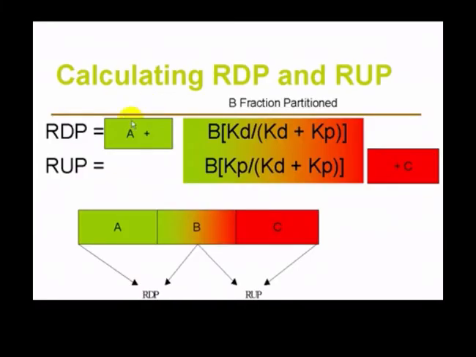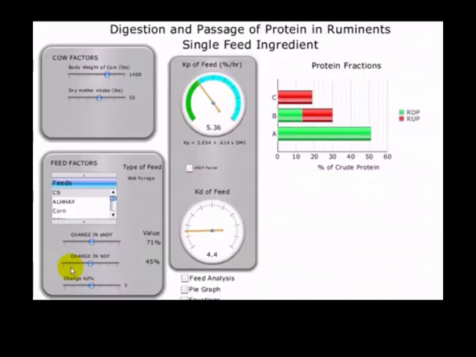Another way to look at this is that the rumen degradable protein consists of the A fraction plus the fraction of the B fraction that is digested in the rumen, which would be the KD divided by KD plus KP. The rumen undegradable is composed of the C fraction plus the component of the B fraction that passes, which would be the KP divided by KD plus KP. And so here you see how the various partitions of the rumen degradable and undegradable are presented in the dairy cow.